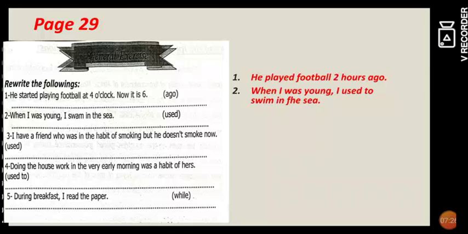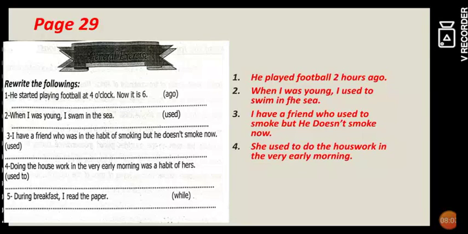Number 2. When I was young, I swam in the sea. After used to, we put the infinitive. Here the verb is swam, so I'll put the infinitive of swam, which is swim. So when I was young, I used to swim in the sea. Next, I have a friend who was in the habit of smoking, but he doesn't smoke now. In the habit of means used to. So the answer will be: I have a friend who used to smoke, but he doesn't smoke now.